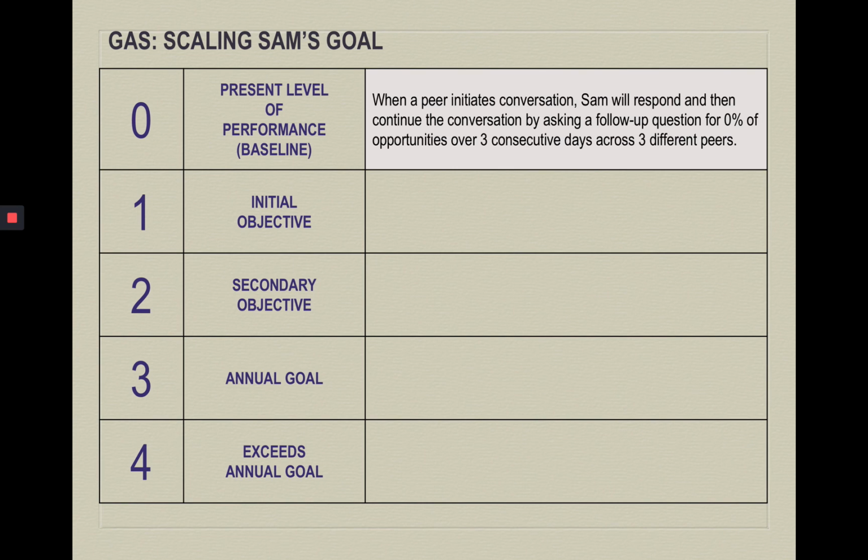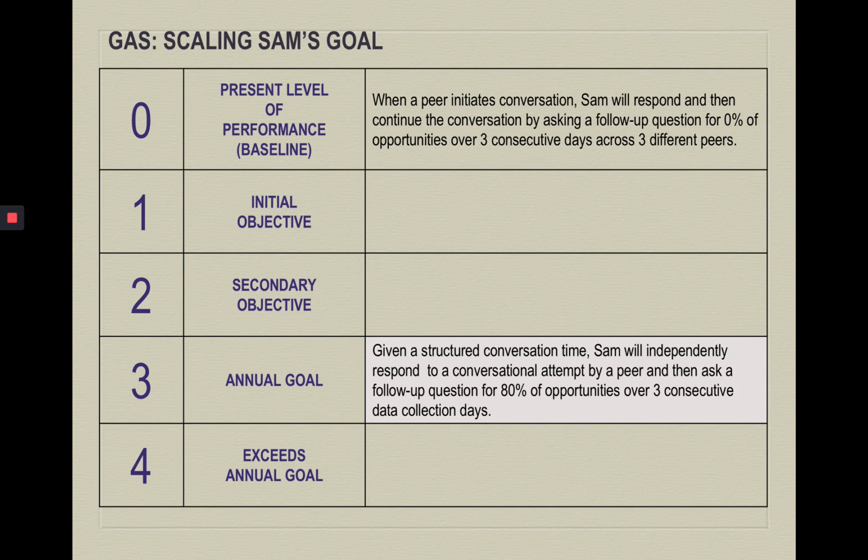All right. So let's put it into our goal attainment scale. Our present level of performance is our objective, but you'll notice that instead of the annual criteria, we're writing in our present level criteria, so what he's presently doing. When a peer initiates conversation, Sam will respond and then continue a conversation by asking a follow-up question for 0% of opportunities over 3 consecutive days, across 3 peers. So that's where he's currently at. What we'd like to get him to is that he will engage in this behavior for 80% of opportunities over 3 consecutive data collection periods.